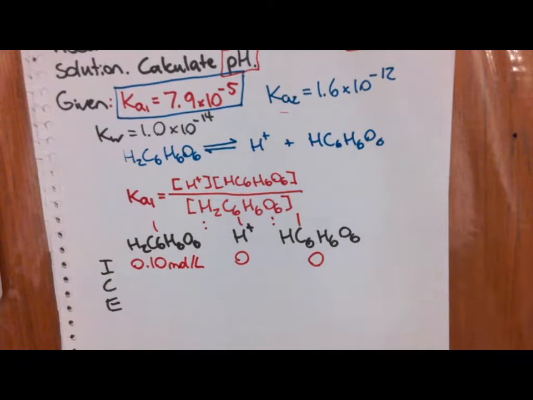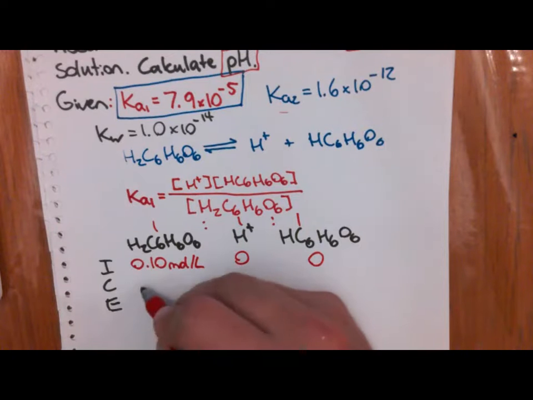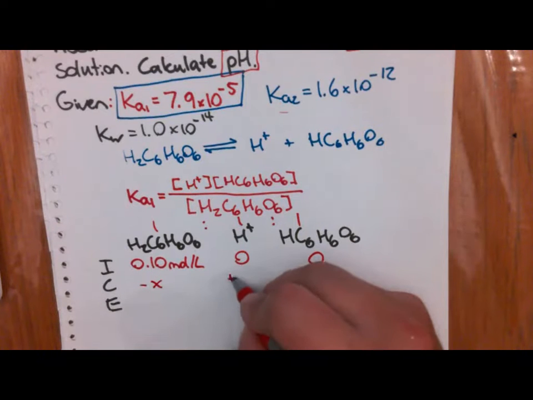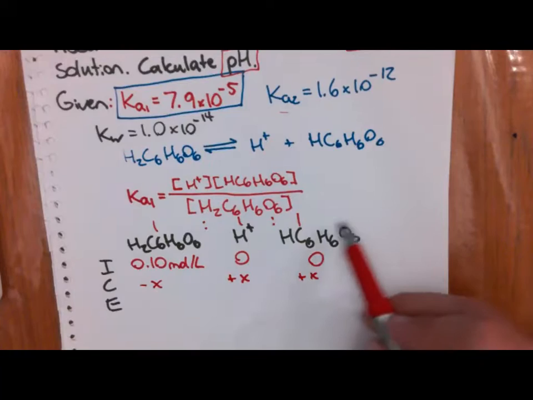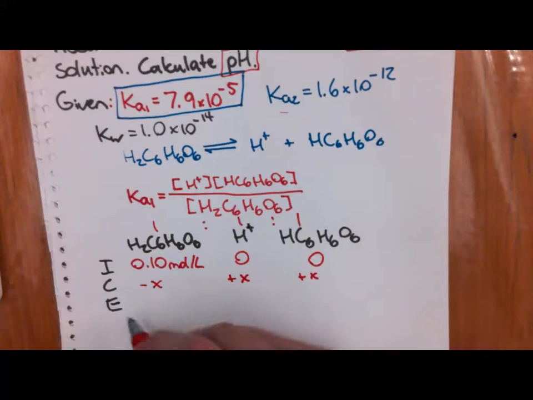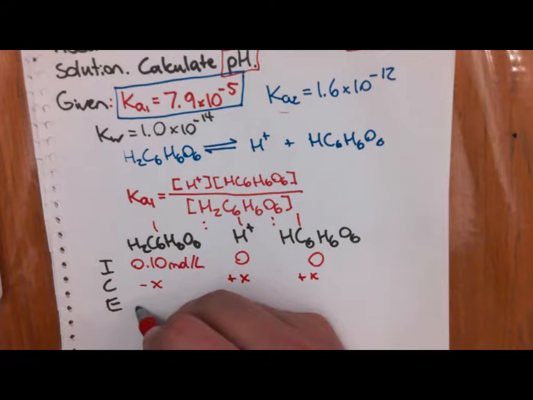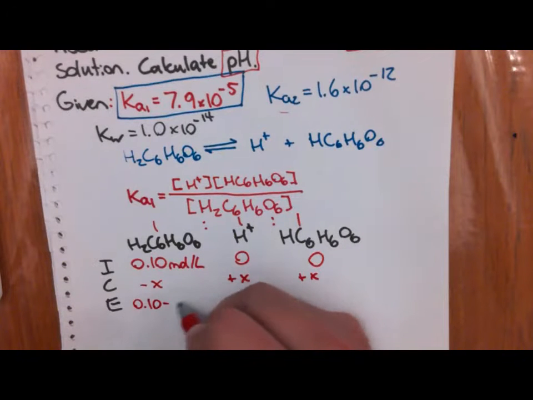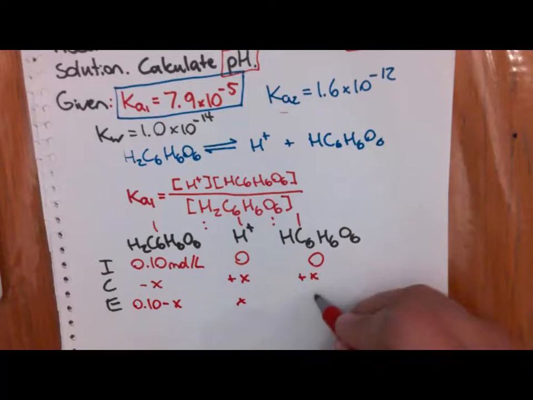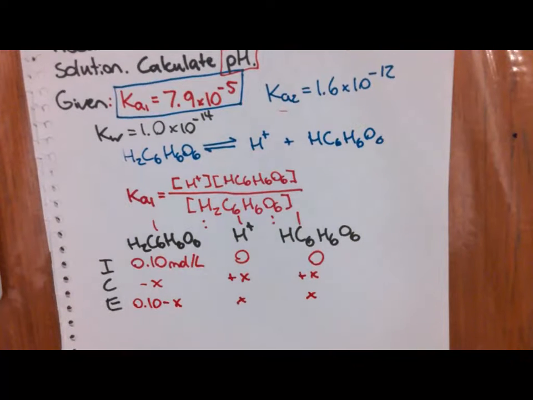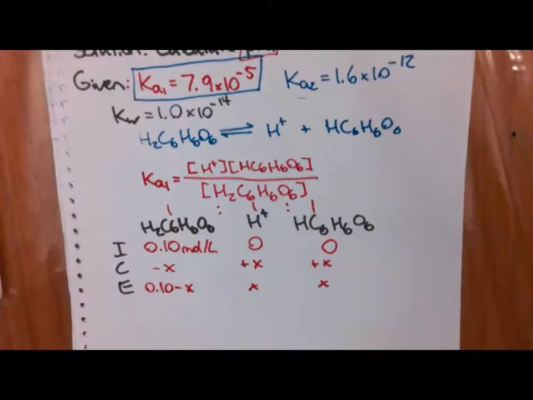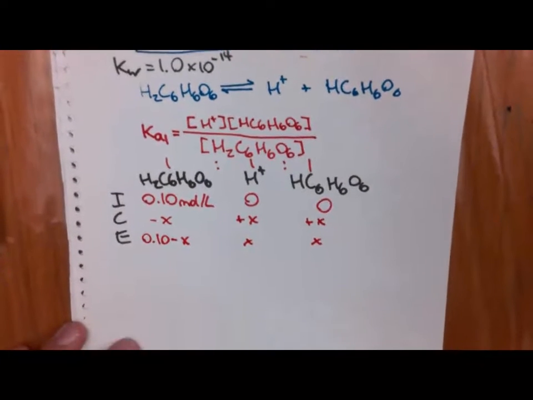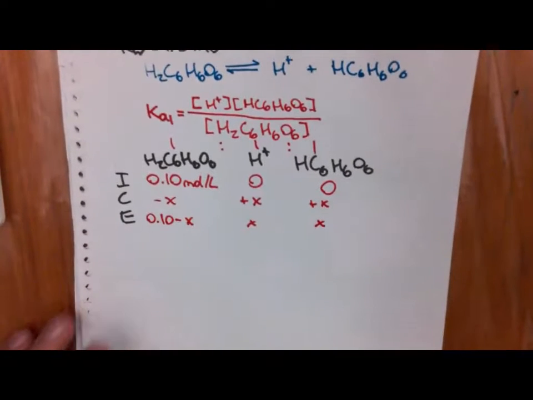We don't have to input any other numbers for that. So we're going to see a negative X here, a positive X for our H plus ions, and a positive X for our monoprotic acid. So again, we are going to see our equilibrium concentration, 0.10 minus X. This will just end up as X, and this one will end up as X as well. All right. So once we have that, we can start subbing this stuff into our Ka equation in order to solve for that X value.